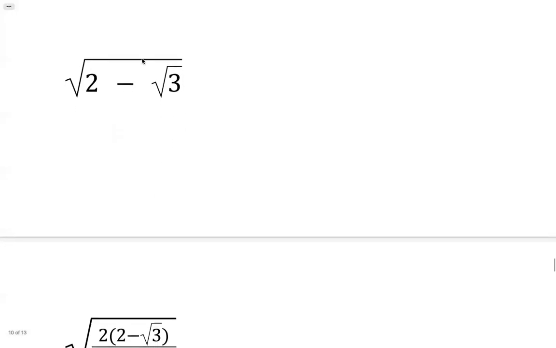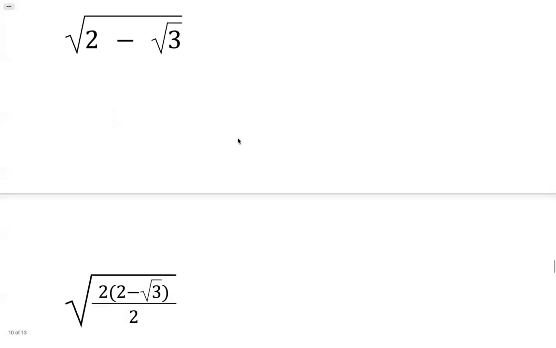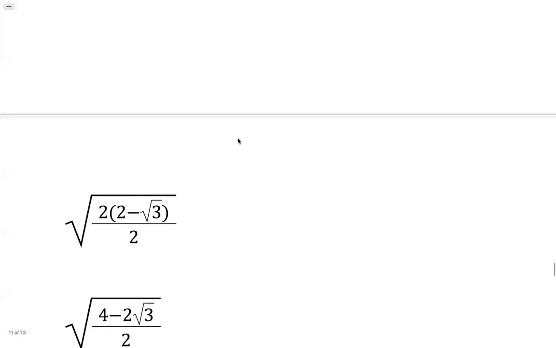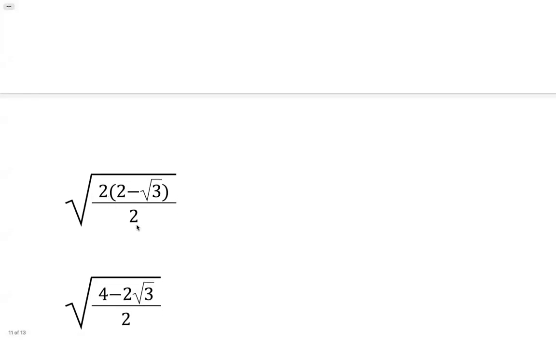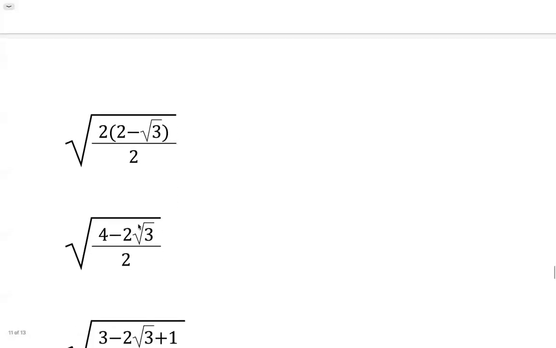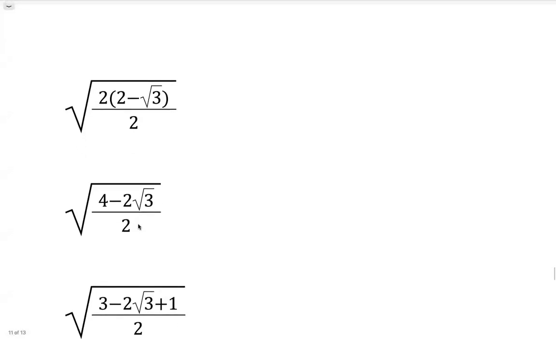So the numerator is the square root of 2 minus square root 3. So what do we do? We multiply by 1, and this 1 is 2 over 2. Because if we want to make a square, we need a 2 in front of the square root of 3, right? So we multiply 2 over 2. Then the numerator becomes 2 times 2, 4, minus 2 radical 3, over 2.